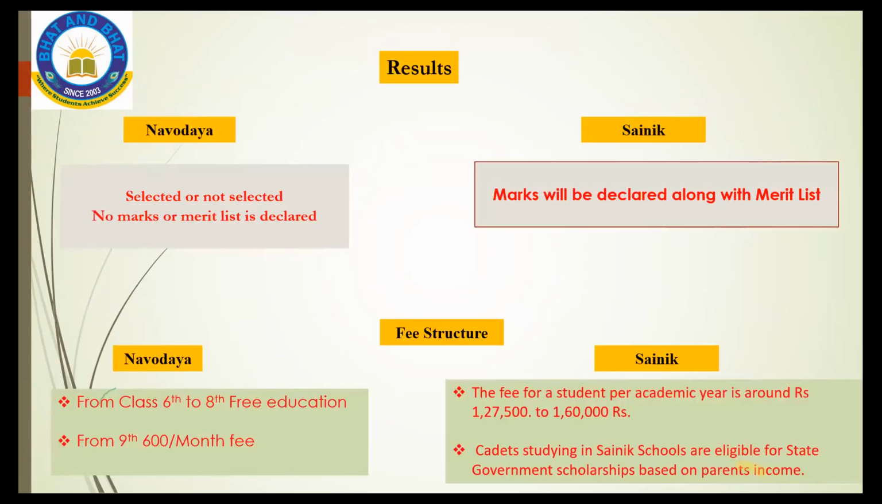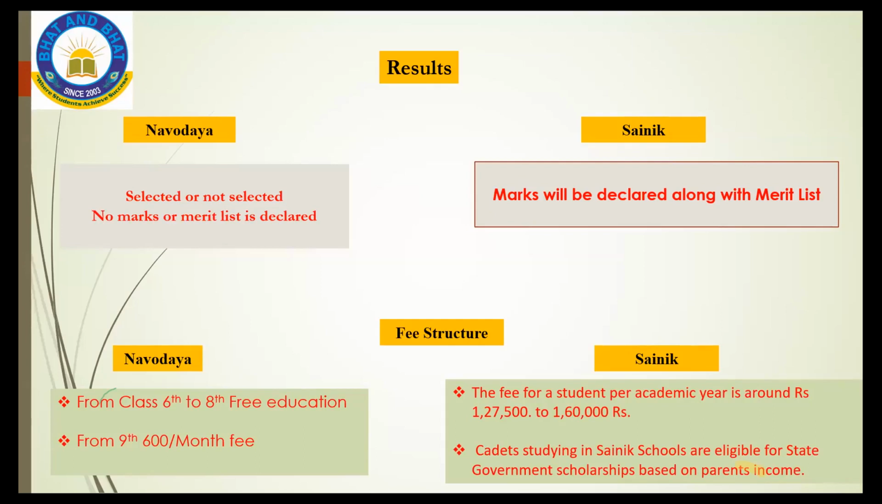Results. How they will declare the result. Navodaya will just declare whether the student is selected or not selected. There will be no marks displayed, no merit list, whatever it may be, they will not display anything. They will just inform you through the email or the phone number you are providing, whether they're selected or not selected. Whereas in Sainik school, they will declare the result along with the merit list.